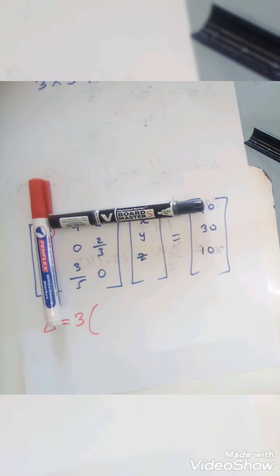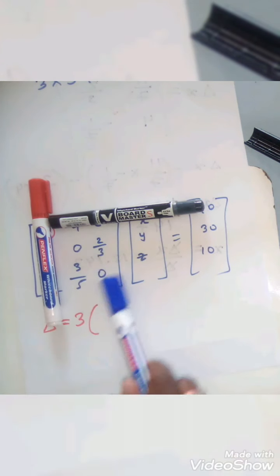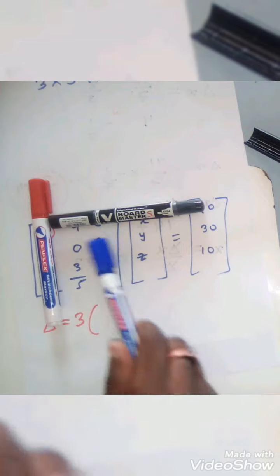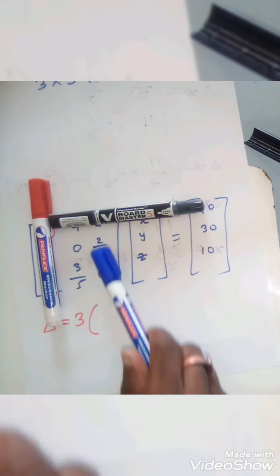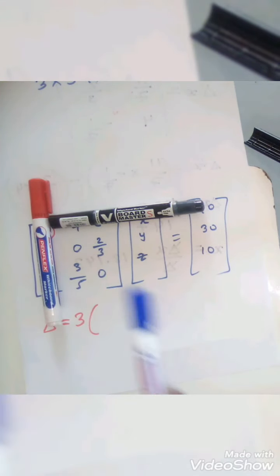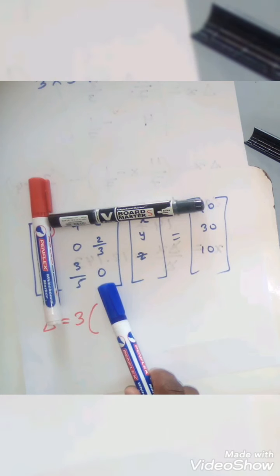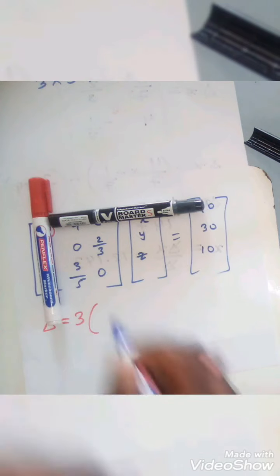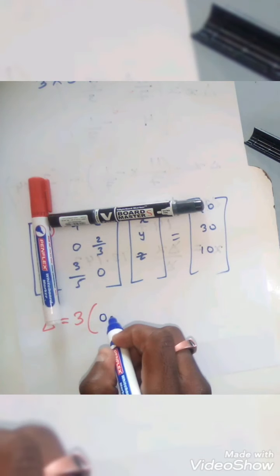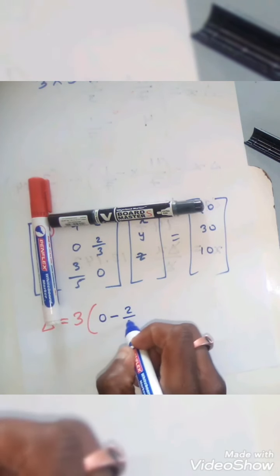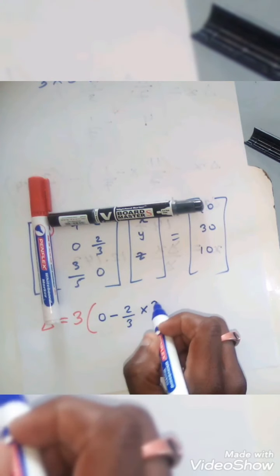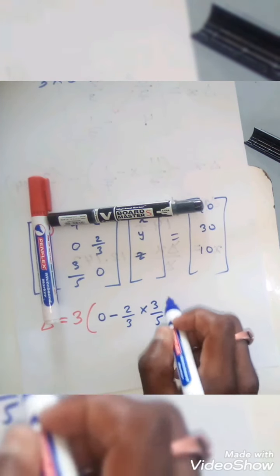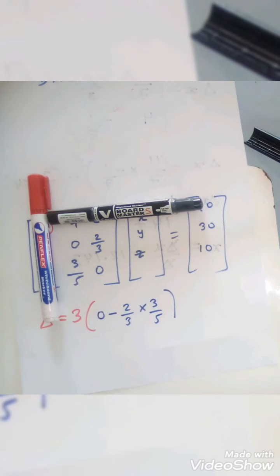So now what do you see? You see these 4 entries here. So you just need to do the determinant, just like a 2 by 2. So you just multiply the leading diagonal minus the outside diagonal. So what do you get? So 0 minus 2 over 3 times 3 over 5. I hope you can see that. So that's the first value of your determinant.